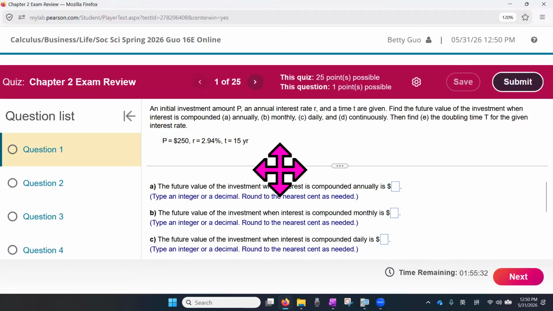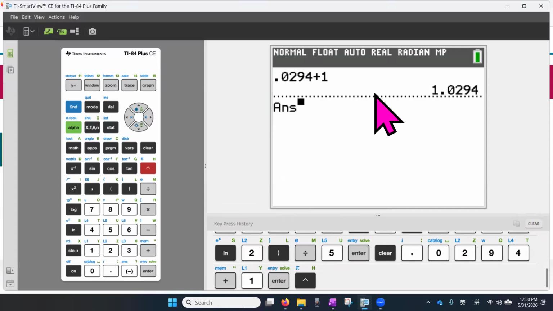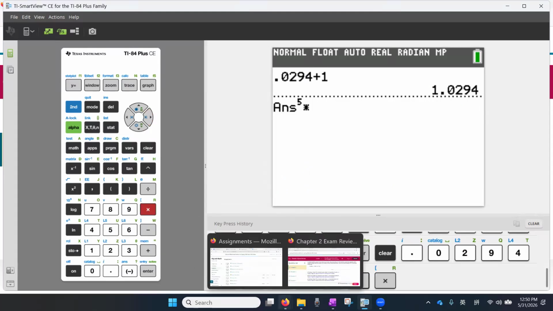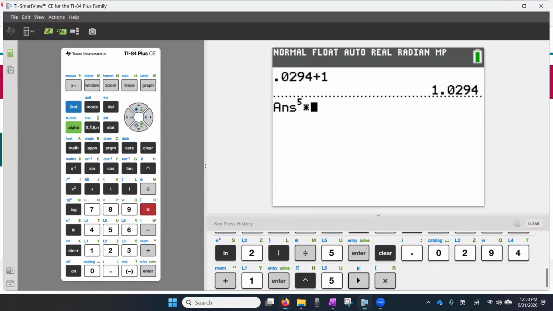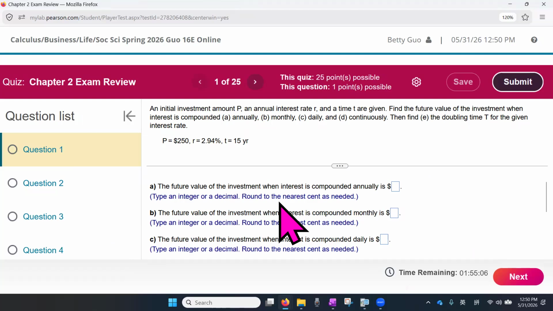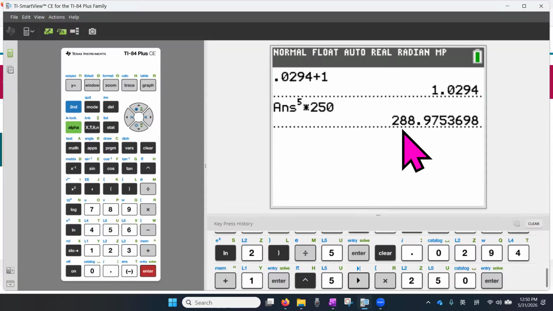Since the interest is compounded annually, meaning once a year, over 15 years, that's 15 times. So we're going to raise the compounding factor to the power of 5, right? And then we multiply that by the principal, which is, I remember, $250. Just double check. $250. Okay? And the rounding rule: round to the nearest cent, of course, 2 decimal places. So our answer is going to be $288.98 because the 5 is bigger than or equal to 5.